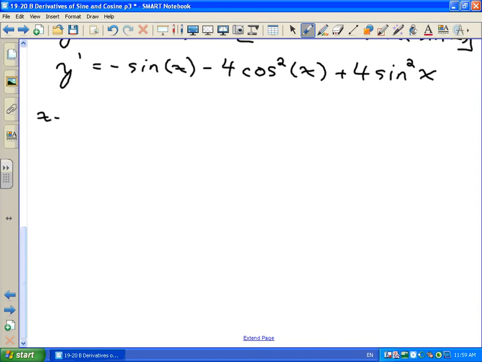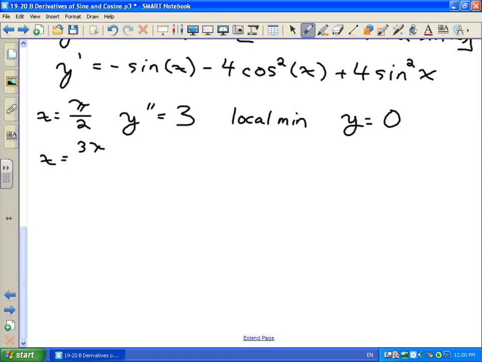So if x is pi over 2, figure out what y double primed is. And I've done this. Y double primed works out to be 3. So if y double primed is 3, this is positive, which means we have a local minimum. Okay, and we can work out what our y value is from our original function. And you work that out, and you get a y value of 0. Okay? And we want to do the same thing for each of our points here.